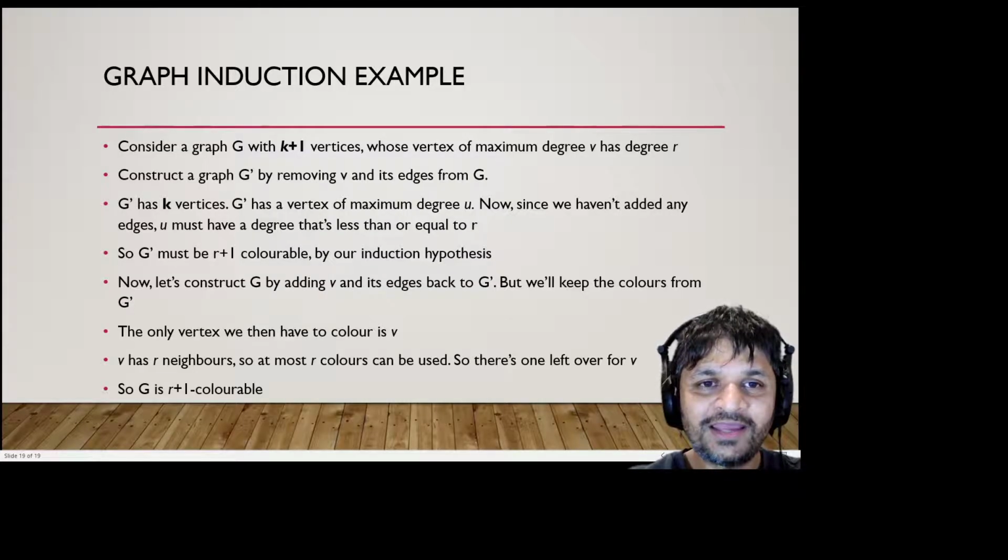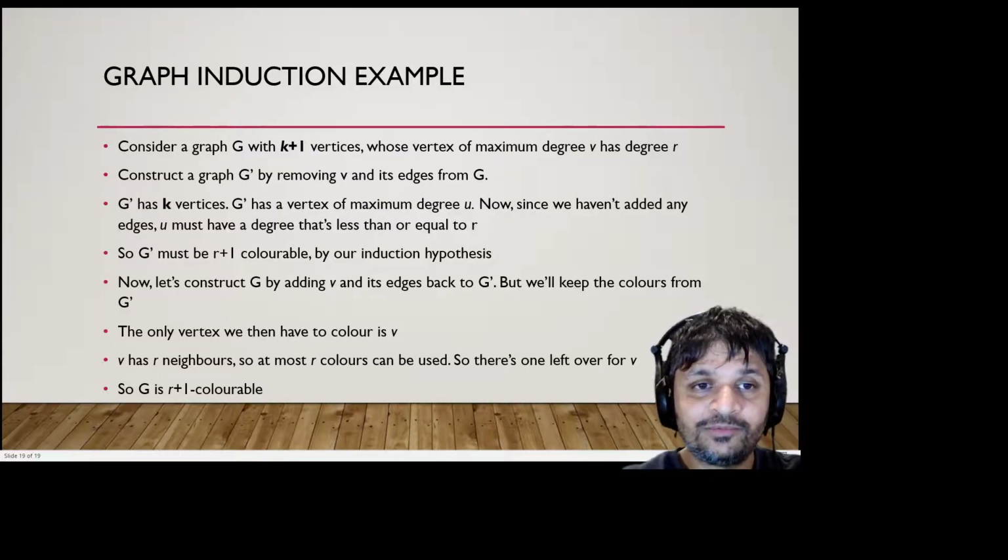Now, if G had k plus 1 vertices and I removed one vertex, then G prime is going to have k vertices, right? I hope that makes sense. It just has one less vertex than graph G. Now in G prime, there is a vertex that has a maximum degree. Let's call it U. Now this vertex U, since we haven't added any edges, it must have a degree that's less than or equal to R, right?